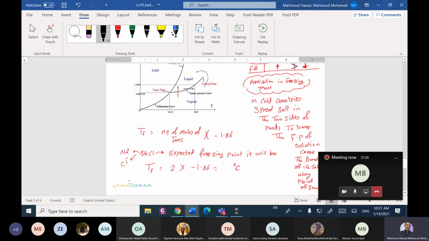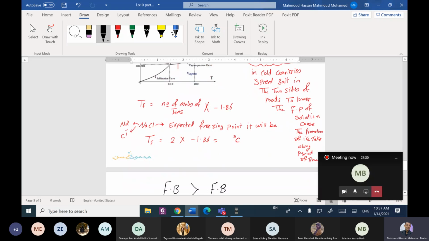As an application of the freezing point, we'll find that in cold countries they spread salts at the two sides of the road to lower the freezing point of the solutions. That causes the formation of ice to take a long period of time.